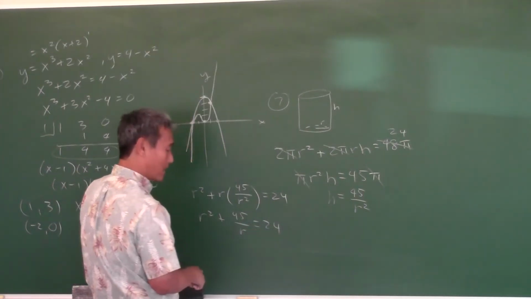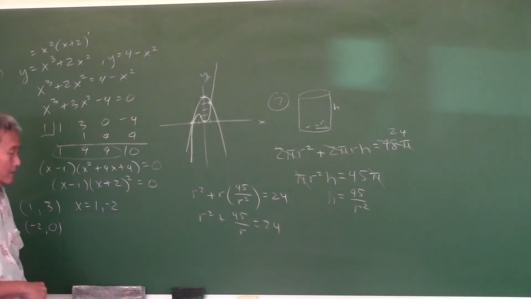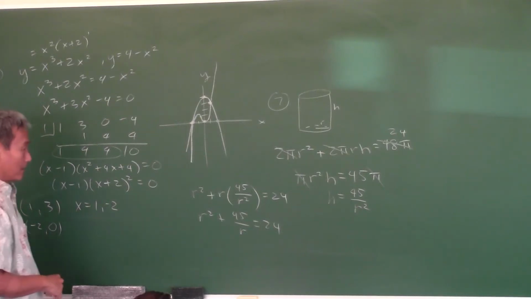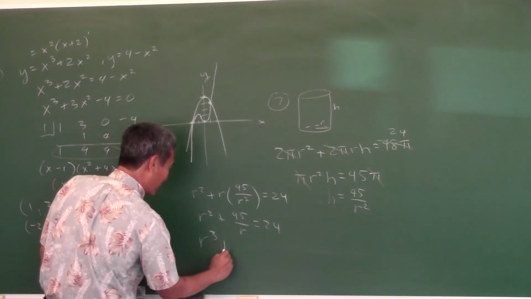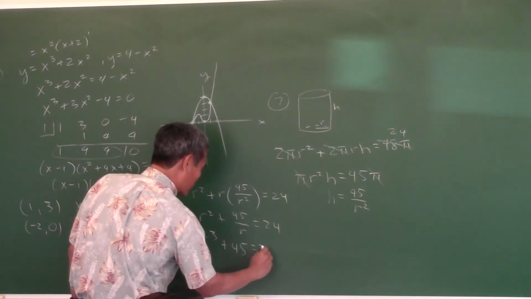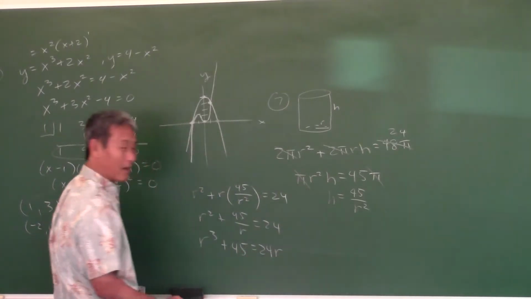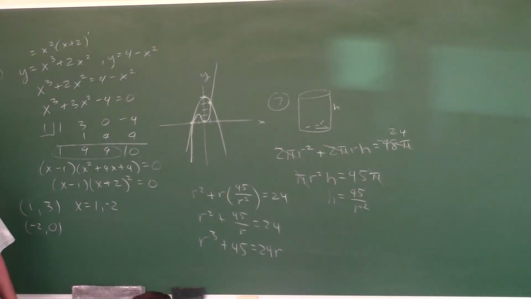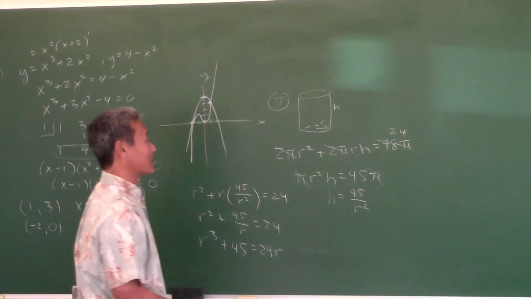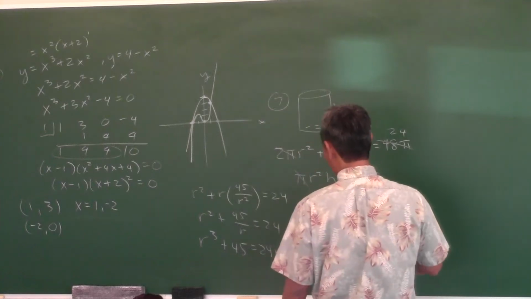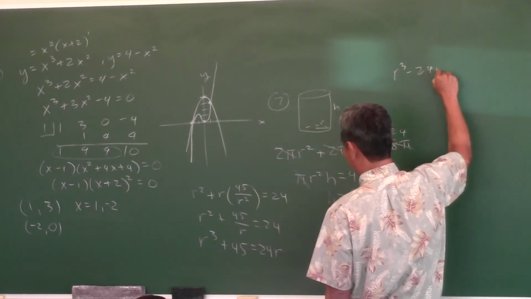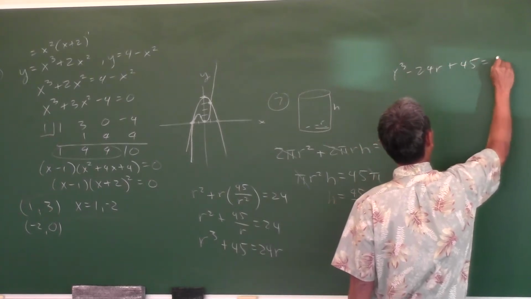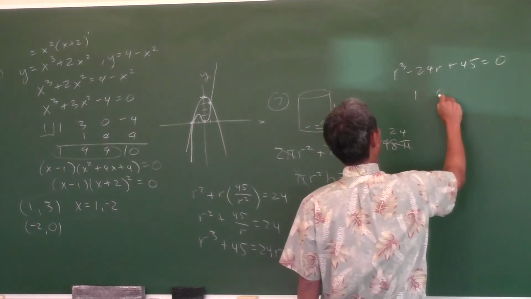How do I get rid of this r in the denominator? You gotta be kidding me. Multiply both sides by r: r cubed plus 45 equals 24r. What a surprise, it's a cubic equation. That's not a surprise, people. So how do you solve any polynomial equation? Make one side 0, so r cubed minus 24r plus 45 equals 0. And tomorrow we're doing synthetic division, yeah?